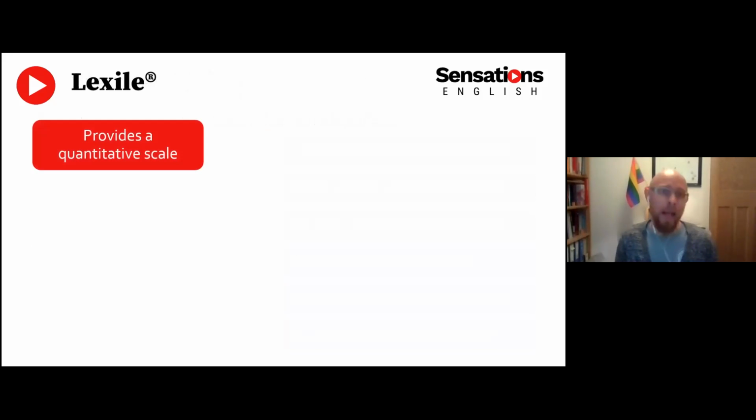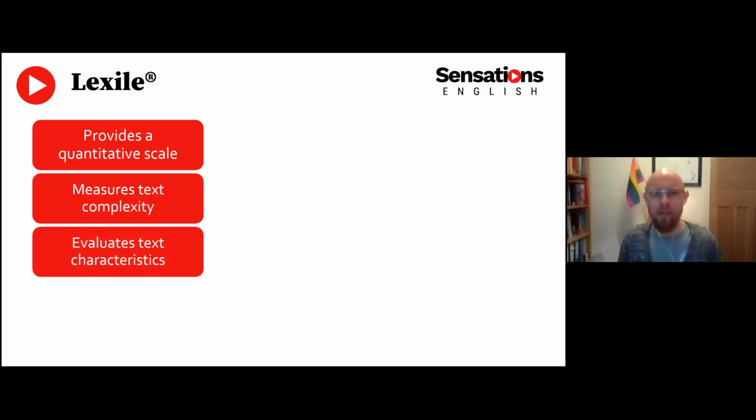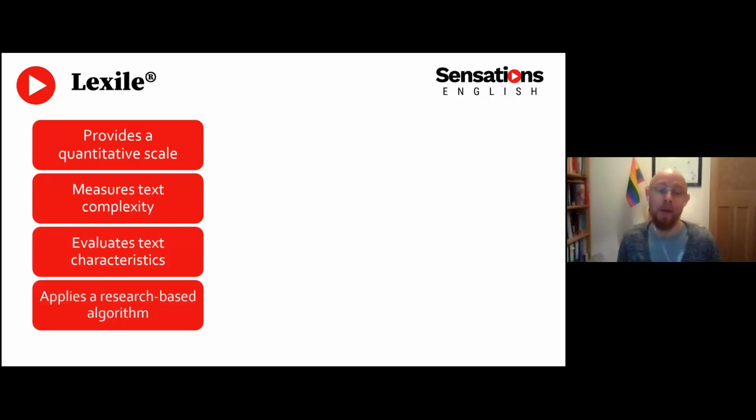To tell you a little bit about Lexile, it's an amazing technology. It provides a quantitative scale on which you can grade all texts or student ability, and we use it to focus on our texts and check that they are at the same level, and I'll show you a diagram of that in a second. It measures text complexity, so it thinks about things which will make it easier or harder for a learner to process, right down from a very basic level all the way up to proficiency. It also evaluates text characteristics to do this, so it's an interesting and very complex algorithm based on 40-50 years of research, which creates this measure that we get.